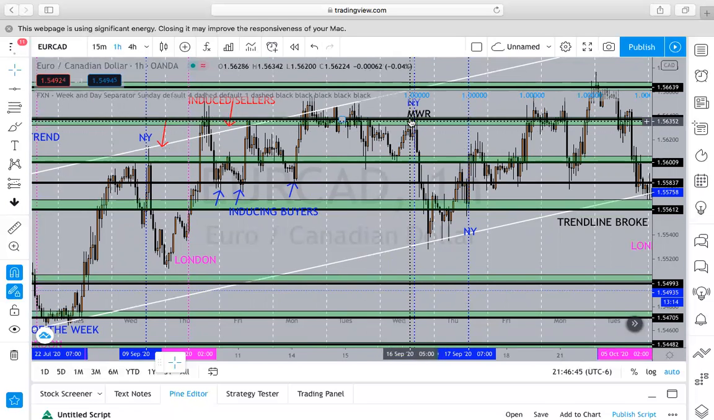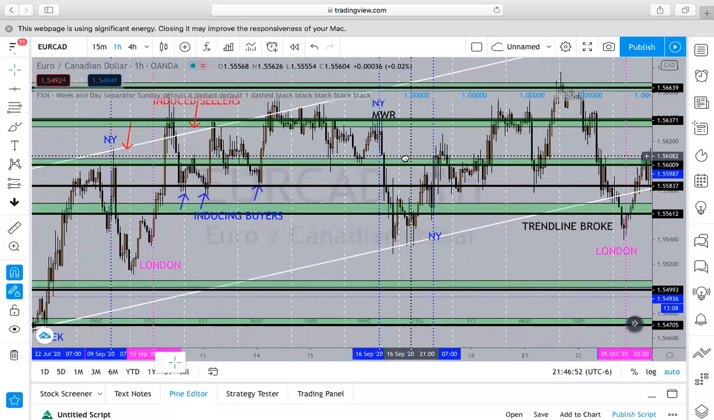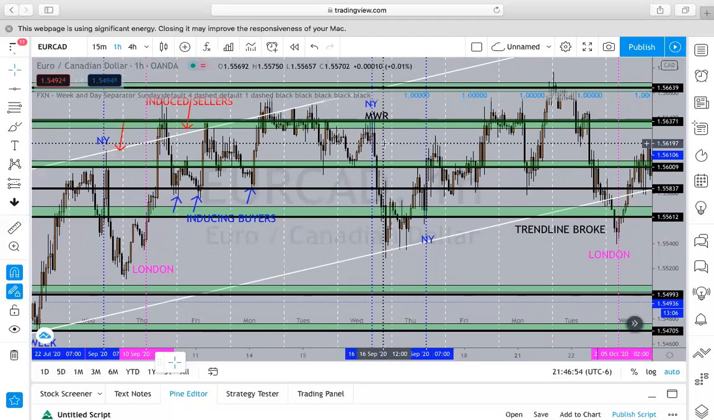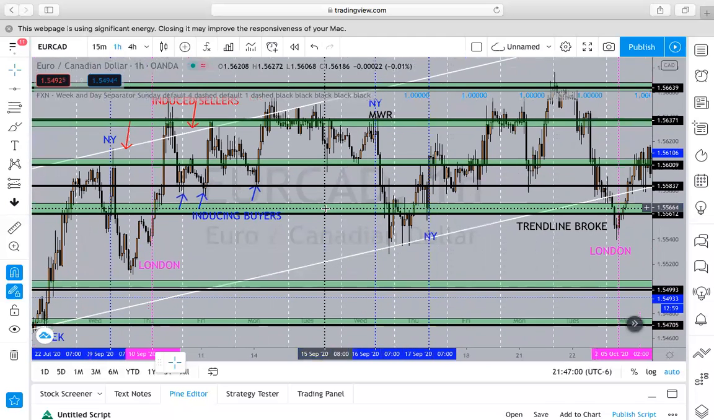Midweek reversal Wednesday, we know what's going on. New York session drops, but we know who's in control: buyers. The only time you want to sell or buy against the trend is when you understand the structure. Don't sell or buy against an uptrend if you don't understand the structure or the manipulation. You don't know where the trap's at.